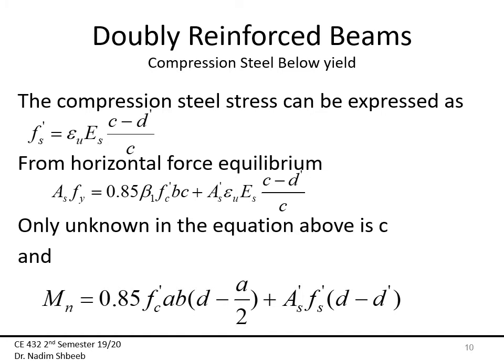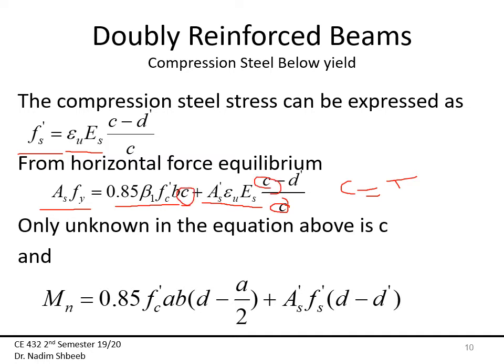So if I want to find out what my f'_s is, we know that f'_s is epsilon ultimate E_s times (c minus d') over c. Again, using compression equal to tension, I'm able to find A_s f_y = 0.85 f'_c b β1 c + A'_s epsilon ultimate E_s (c minus d') over c. So from that we notice that c is the only unknown.